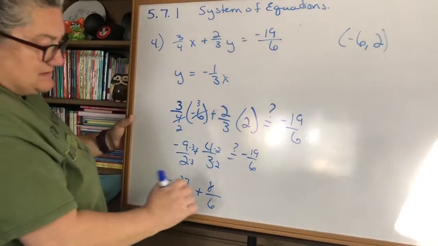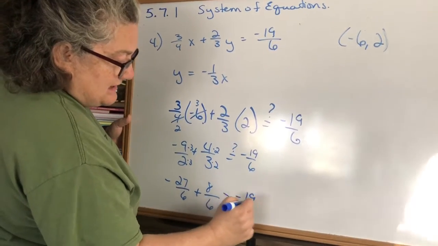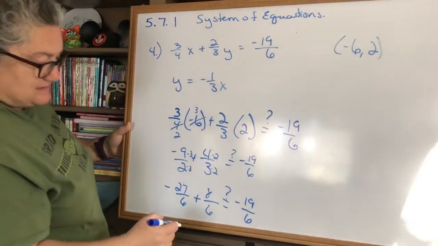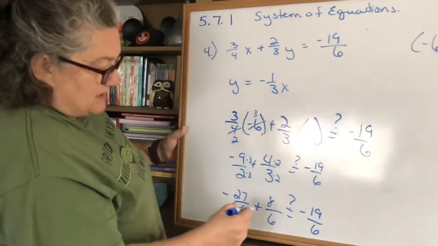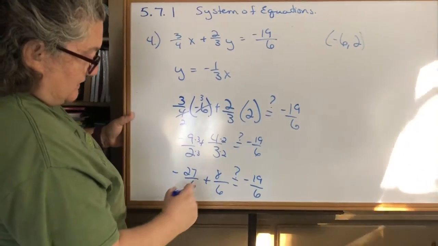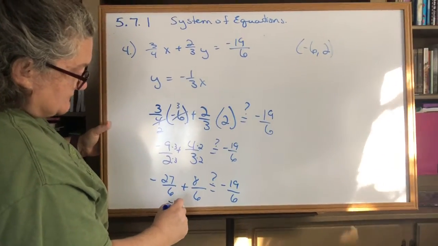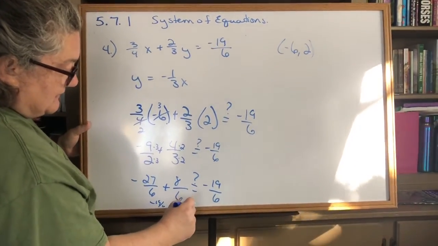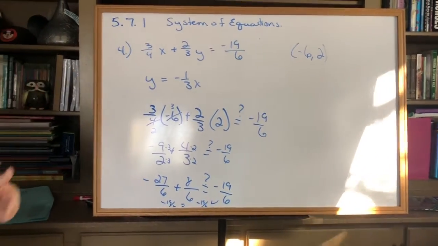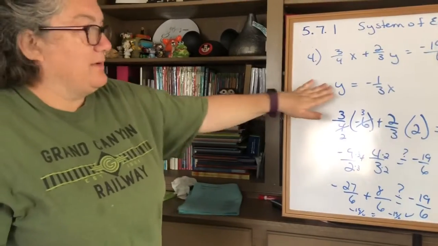And negative 27 plus 8, is it negative 19 over 6? 8 from 27 is 16. No, it's not. What am I thinking? 8 from 27 is 19. And then this would be negative 19 over 6. Does equal negative 19 over 6. So that one worked. So is it true? I don't know yet. We got to check the other one.